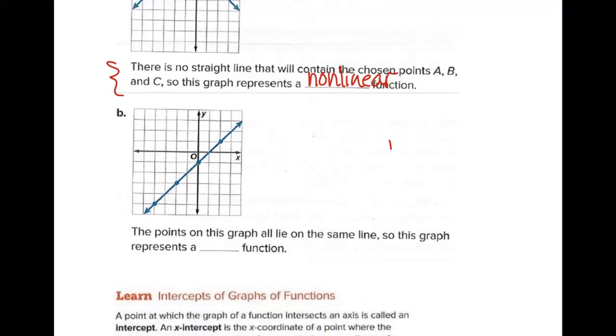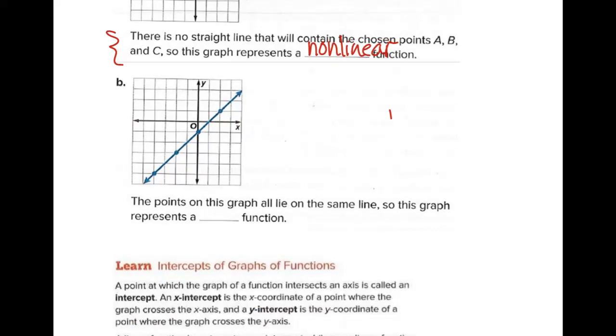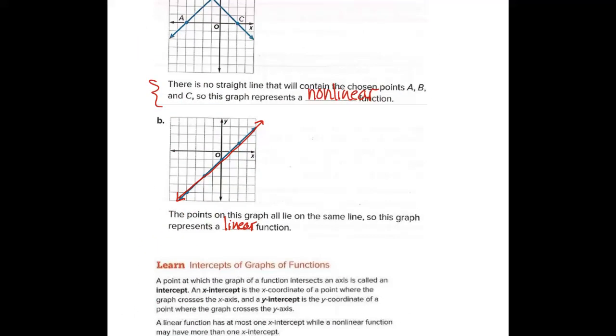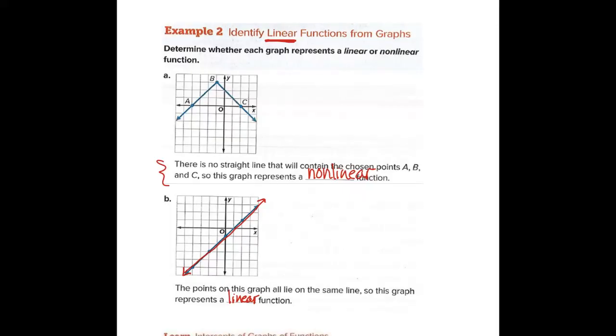Letter B. The points of this graph all lie on the same line. So this graph represents a linear function because it is a line. Yes, it goes on forever. Questions on how to tell if a graph is linear or nonlinear?